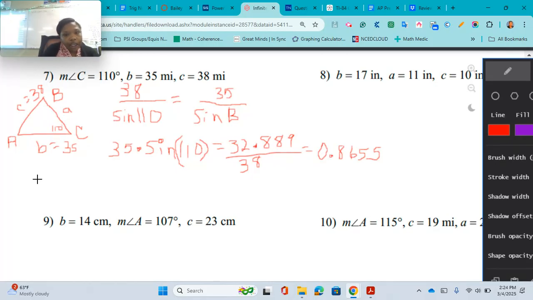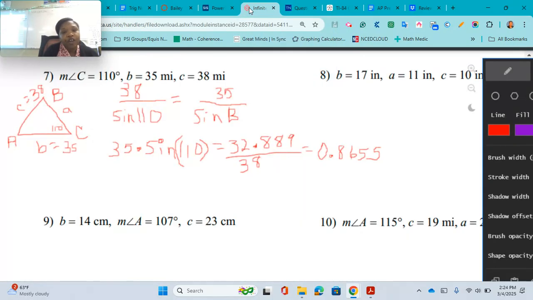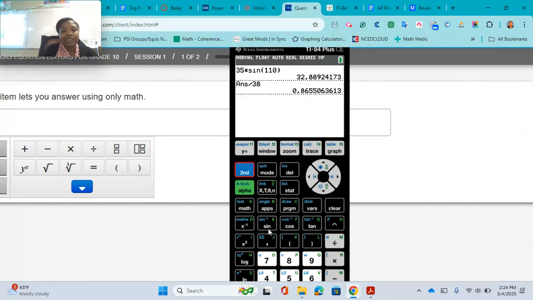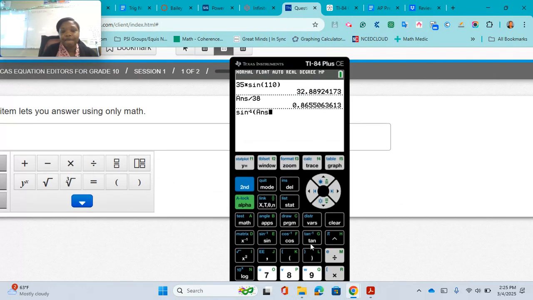All right. And we have 32.889 divided by 38, and we ended up having 0.8655. We're going to do the sine inverse of this answer. So in my calculator, all I'm going to do is click second sine, second negative, in parentheses, and enter. I have 59.94.